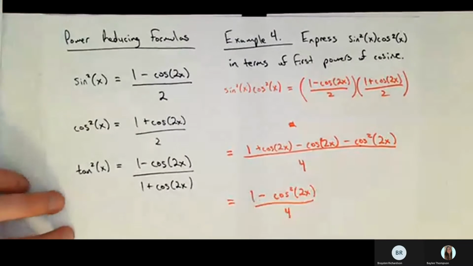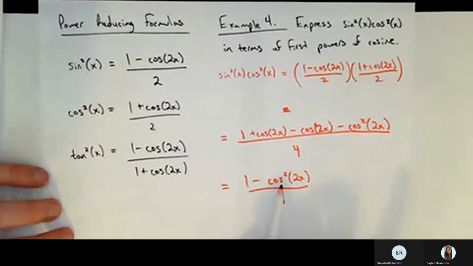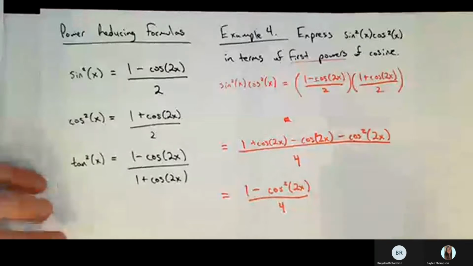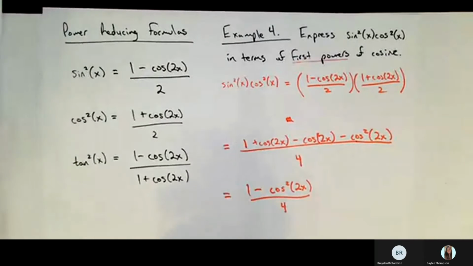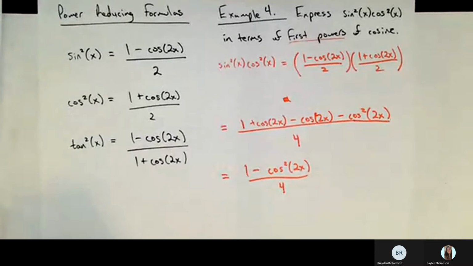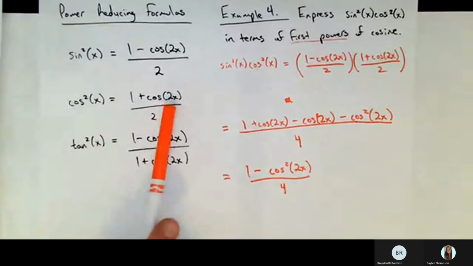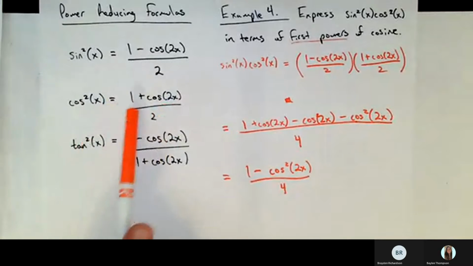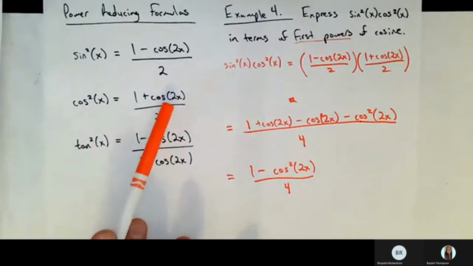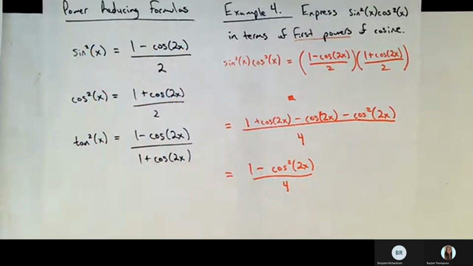Now I'm not done, because cosine squared is a problem. I need it in first powers of cosine, but this is squared. That's okay because I have a formula over here that tells me how to reduce the power of a trig function. Note over here in the formulas, what happens to the input of x as you cross this equal sign? There's a 1 plus blah, blah, blah, divided by 2, but also the input gets doubled.